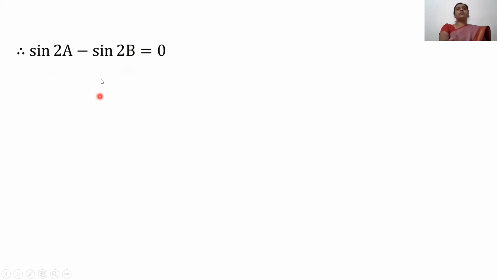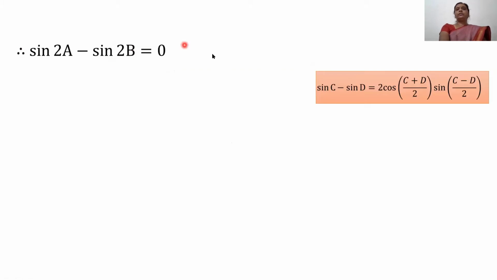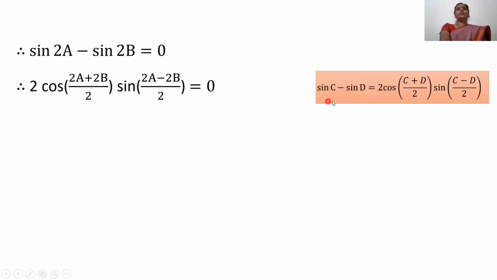Now, for this equation, sin 2A minus sin 2B is equal to 0, we will use the factorization formula. We know that sin C minus sin D means 2 times cos of (C plus D) by 2, sin of (C minus D) by 2. We will use this formula. Instead of C, there is angle 2A and instead of D, we will keep the value 2B. Therefore, this will be 2 times cos of (2A plus 2B) divided by 2 into sin of (2A minus 2B) divided by 2 is equal to 0.